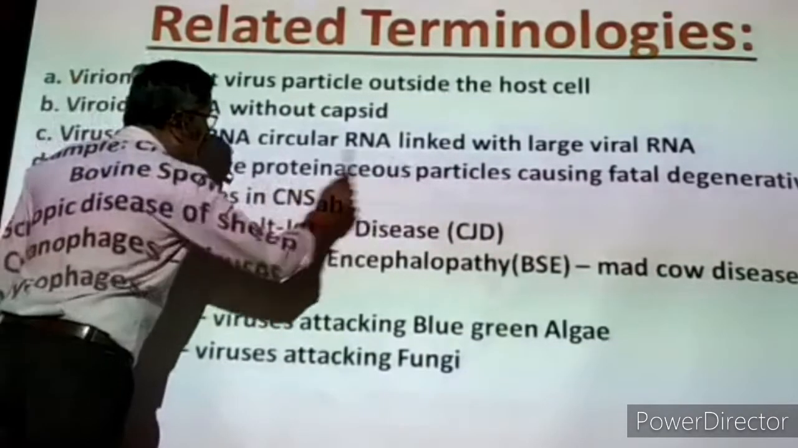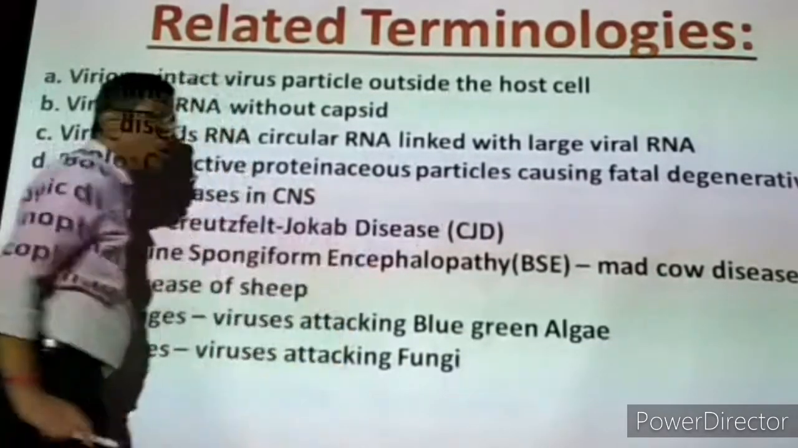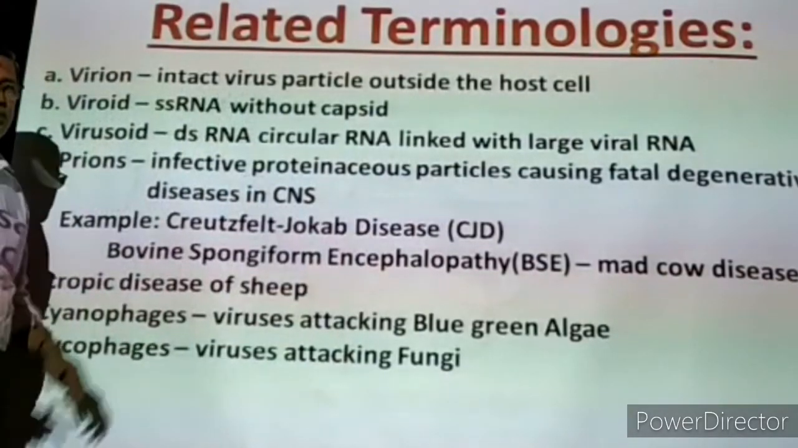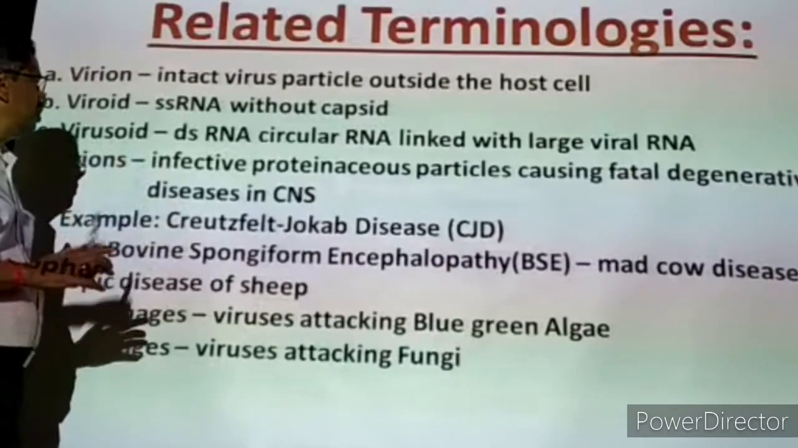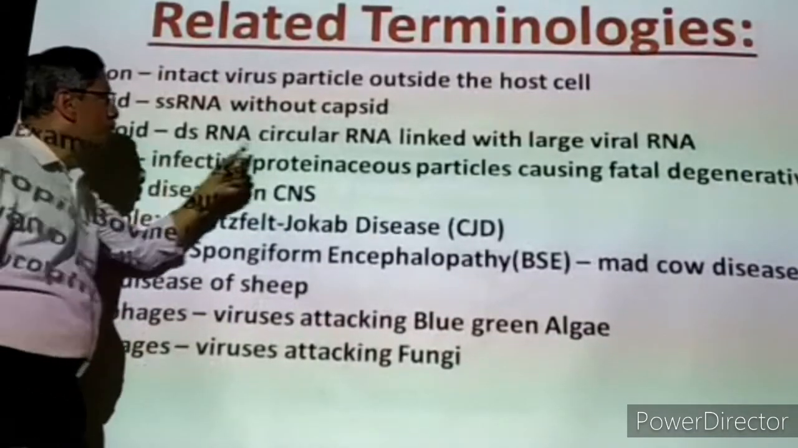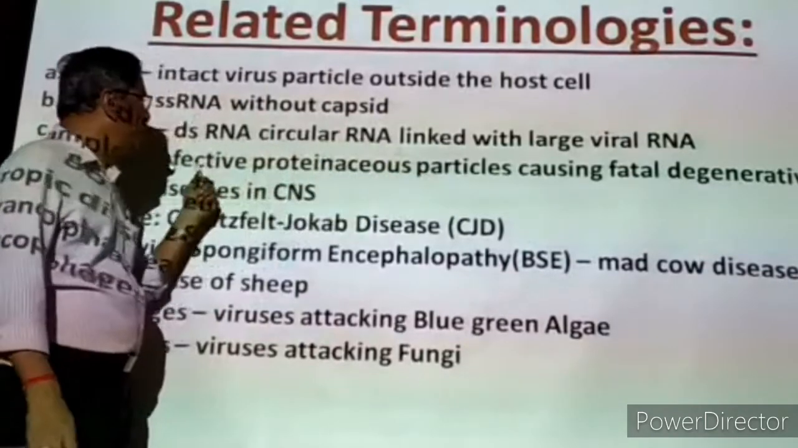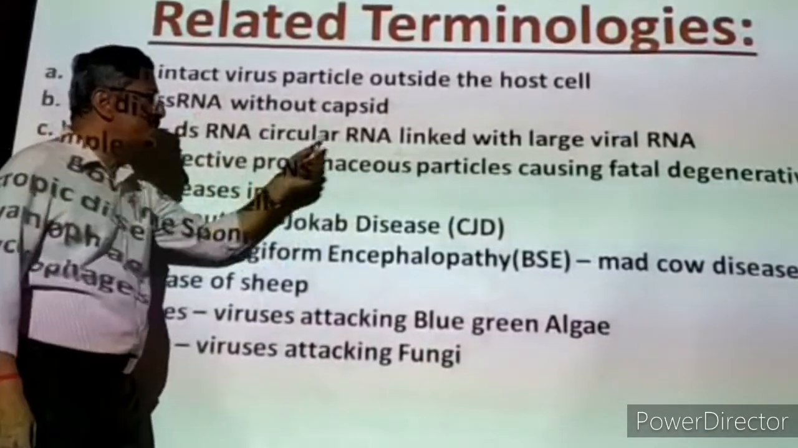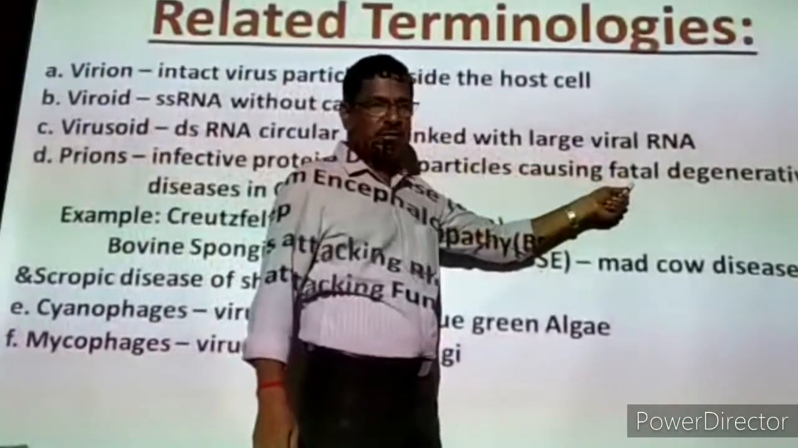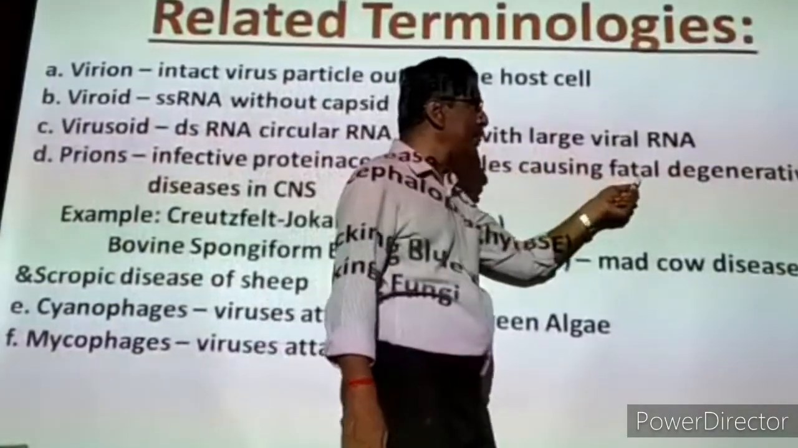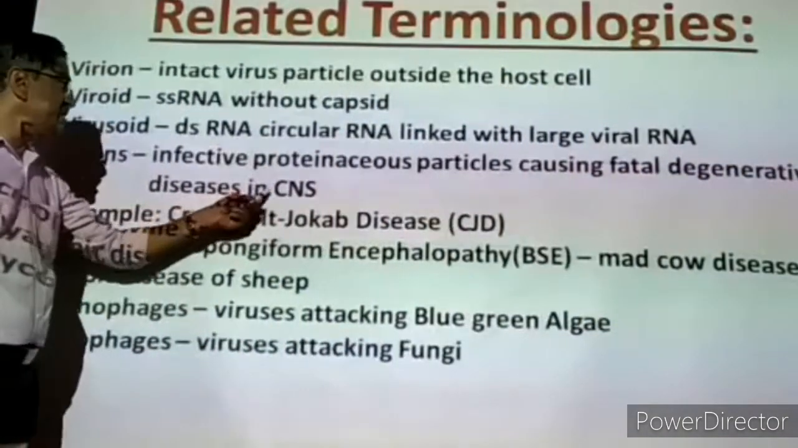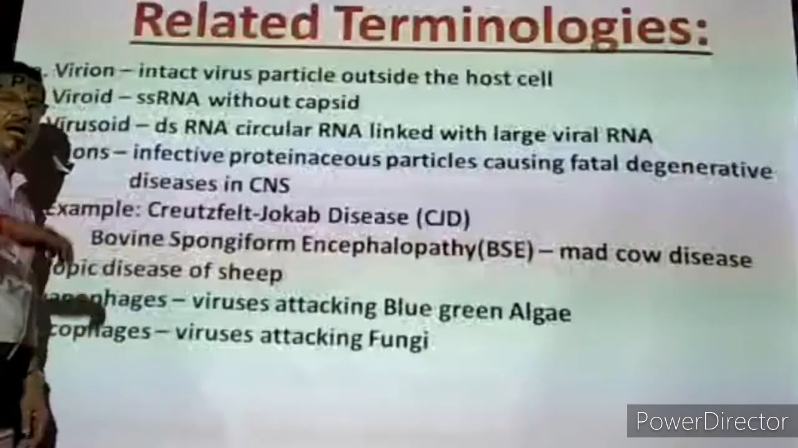Infective proteinaceous particles. Now this is very, very important. Normally DNA or RNA will be the infective substance. The protein coat will never enter into the host cell. But here, RNA or DNA will not enter. Only the proteinaceous particles will enter. Infective proteinaceous particles causing fatal, means causing death, fatal degenerative diseases in the central nervous system of higher animals.